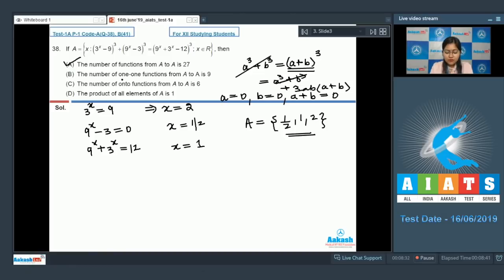Now if we talk about one-one functions, one-one functions will be 6 over here. So this is incorrect. Number of onto functions will be 6. That is correct. Also, the product of all the elements is 1. So this option is also correct. So A, C, D are the correct choices.